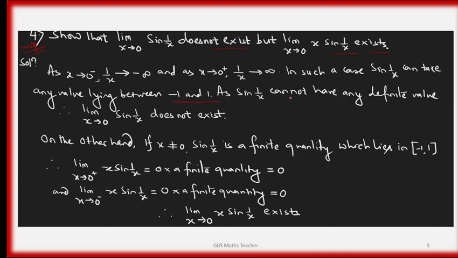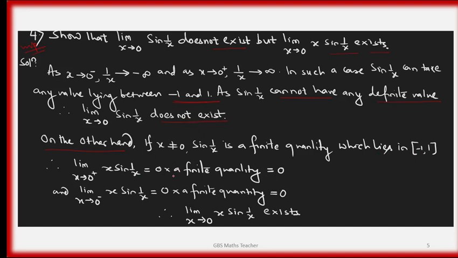As sin(1/x) cannot have any definite, fixed value, limit x tends to 0 of sin(1/x) does not exist. On the other hand, if x does not equal 0, sin(1/x) is a finite quantity which lies in minus 1 to 1.